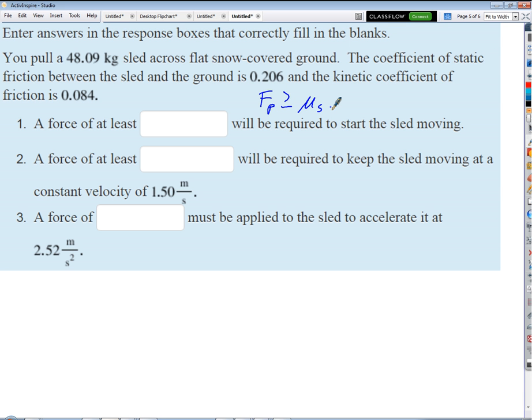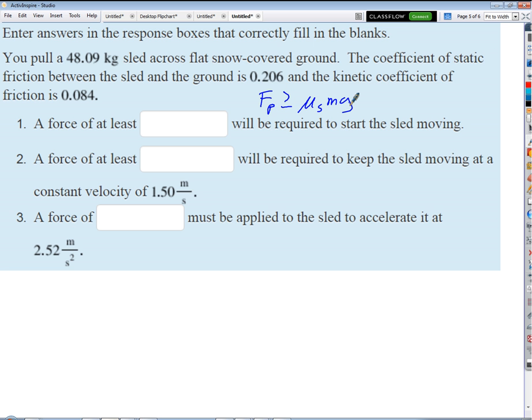We've got horizontal forces acting, friction and pushing, and then vertical forces acting, weight and normal force. So they're going to be equal and opposite, right? Okay? So that's how I calculate the answer to part 1. It's just got to be at least 0.206 times the mass, 48.09, times 9.8.